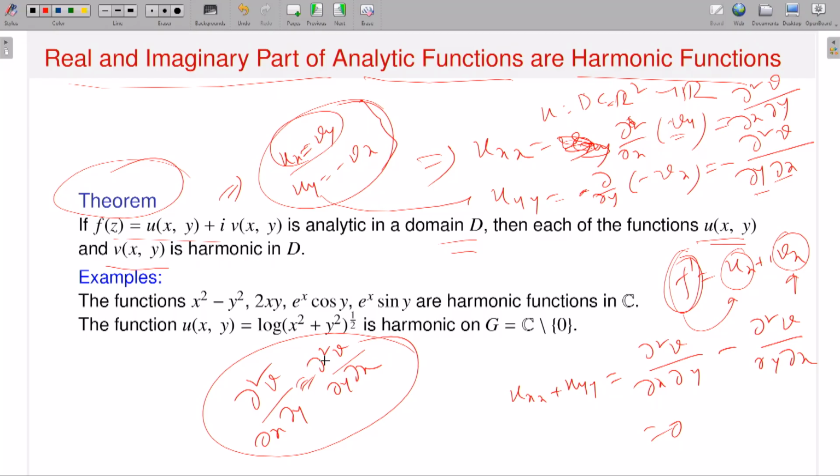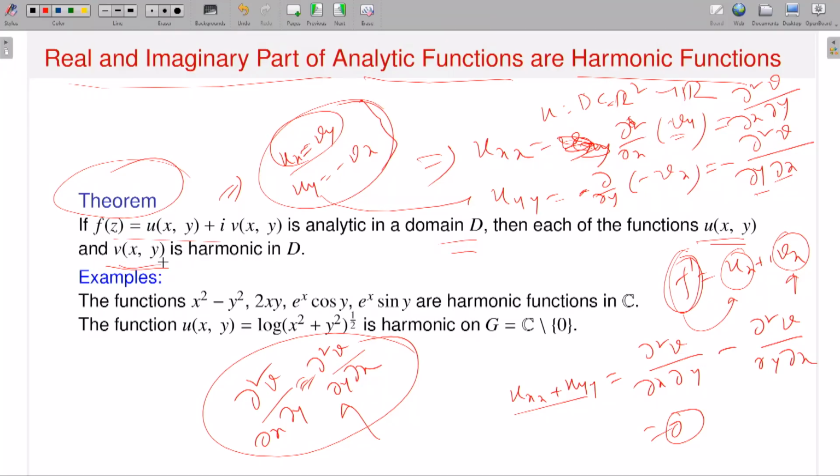But I have a function f that is analytic, so all order derivatives of f exist and they are also analytic. Therefore all order partial derivatives of u and v exist and they are continuous. So it will have this kind of property, which implies that u_xx plus u_yy is 0. Therefore u satisfies Laplace's equation. Along with that, all the second order partial derivatives of u exist and are continuous. So u is a harmonic function, and similarly v is also a harmonic function.